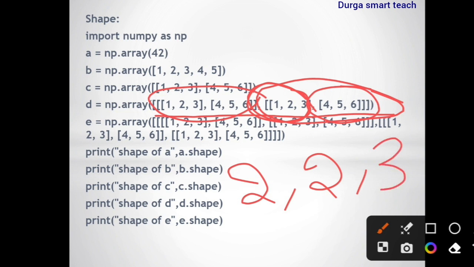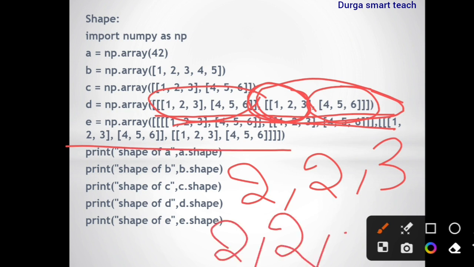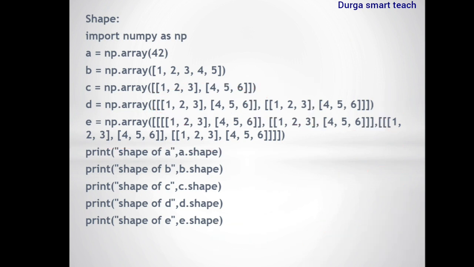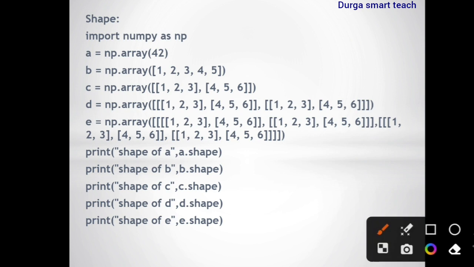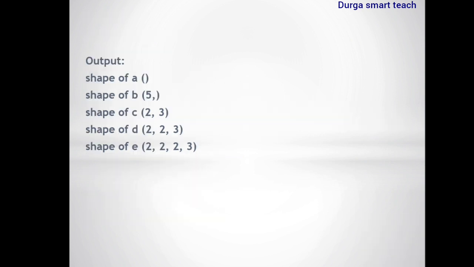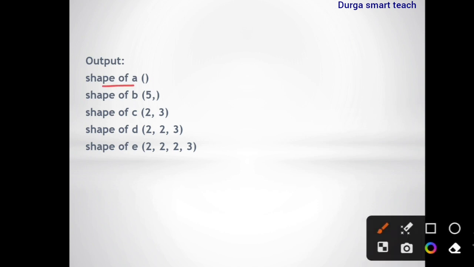Okay, so after that, next three dimensional contains two dimensional. Every two dimensional contains two one dimensional, right? After that, three elements. Every one dimensional contains three elements. So you can use a dot shape attribute. Okay, so I hope it is clear. So this is the output for A, for B, for C, for D and for E.